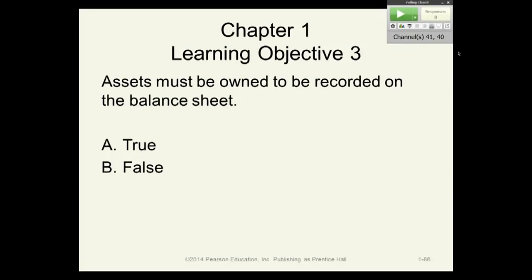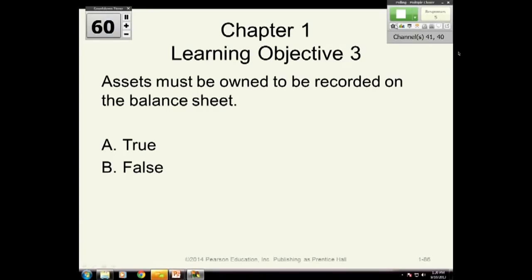Okay, so the first one: assets must be owned to be recorded on the balance sheet. And again, I realize you could talk to each other about this, but let's see what you think. Give everybody a minute. This one should be easy. So assets must be owned to be recorded on the balance sheet. What's that? By owned, do you mean like... Owned means you have to have title.